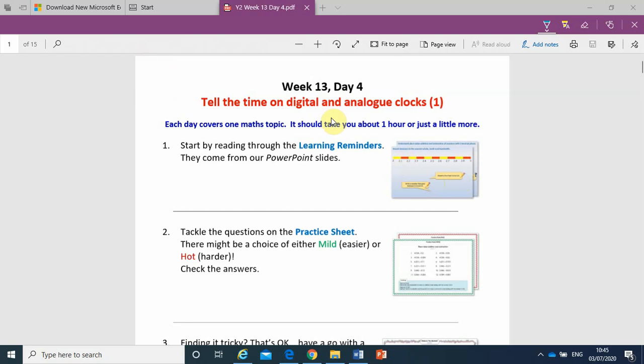Hello everybody, I'm just going to move on to our next lesson, telling the time on digital and analog clocks.